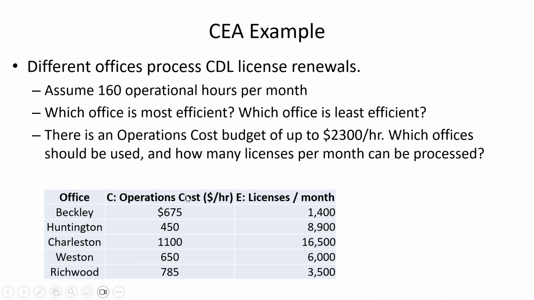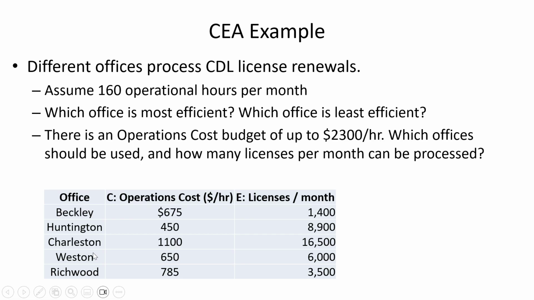But if we just add up all the costs in a month and then divide it by the number of hours that they're open, then this is the number of dollars per hour that's associated with the cost of their operations. And as a measure of effectiveness, we could look at how many licenses they process per month at each of those locations. So the question is, in cost effectiveness analysis, which of these offices should be funded?